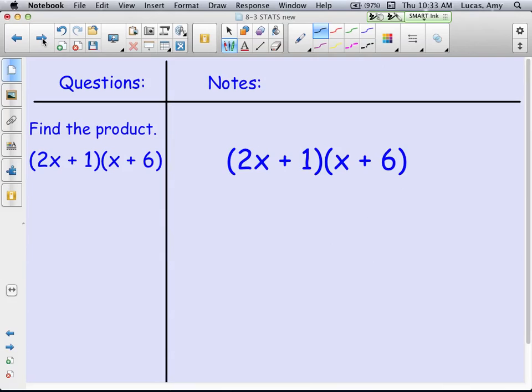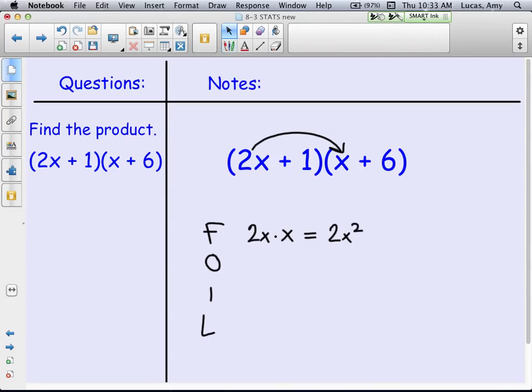All right, the next one. So distributing again. So FOIL, first, outside, inside, last. So start with the 2x, multiply it by x. First term in each, 2x times x is 2x squared. Outside. So I'll put an F by that one.